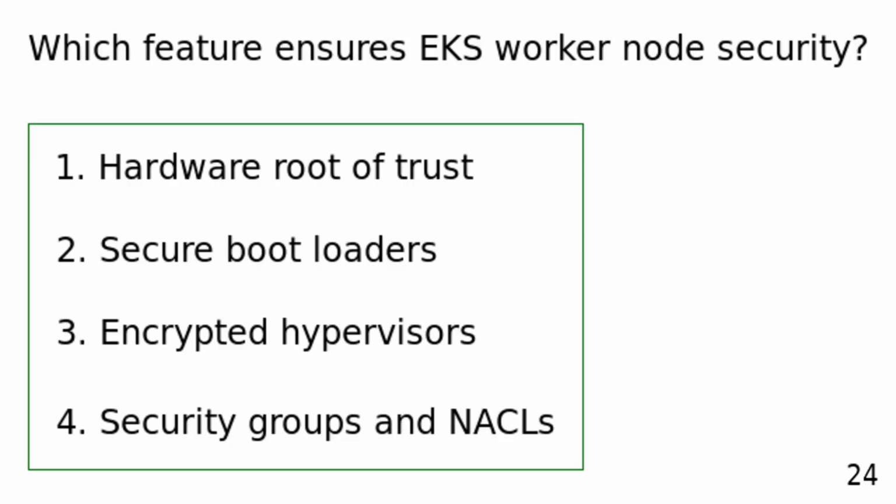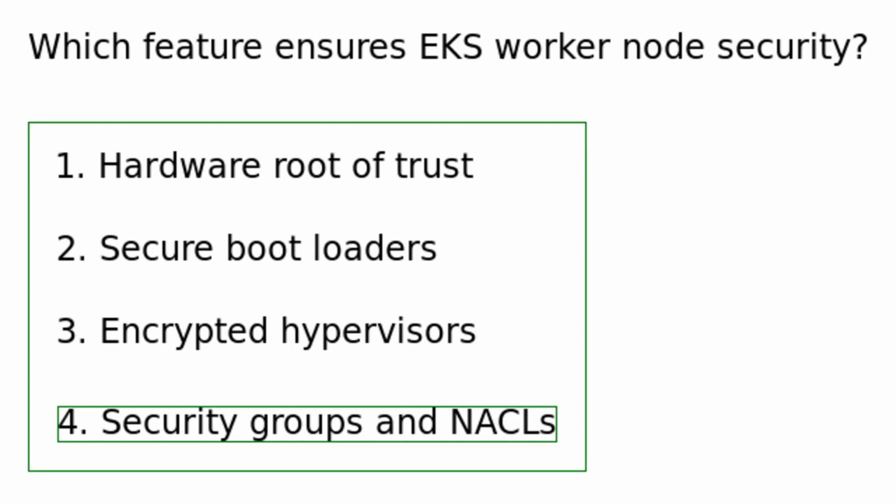Which feature ensures EKS worker node security? Hardware root of trust. Secure bootloaders. Encrypted hypervisors. Security groups and NACLs. EKS leverages AWS security groups and network ACLs to secure worker nodes at the network level.